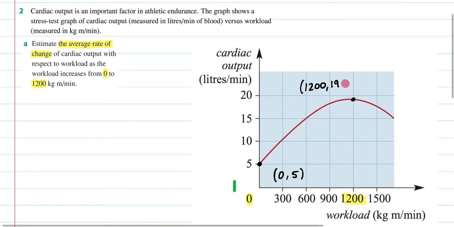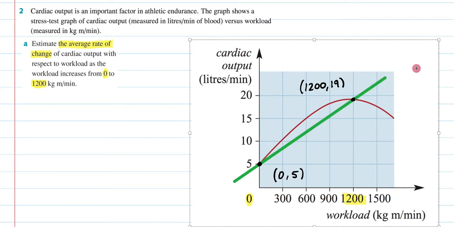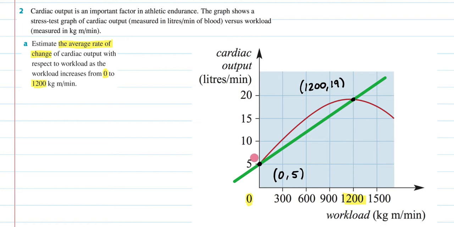Let me see if I can do a better bracket than that. Perfect. Now I'm going to draw a line through these points, as so. Having done that, we need to find the average rate of change between these points. So what we're going to be doing is finding our rise over our run. Let me write that down. We're going to be finding our rise over run.